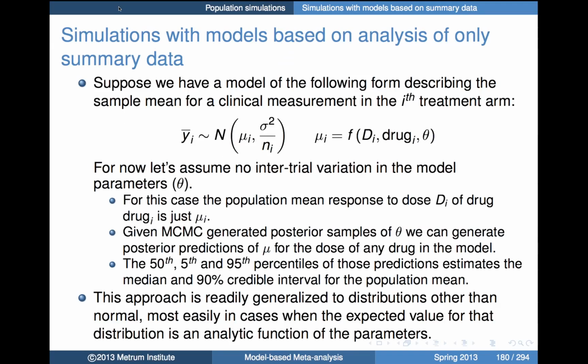first we're going to start out by talking about simulations based on models that were constructed by analyzing only summary or aggregate data, like we've been doing so far, analyzing things like sample means, for example. And so I have some comments on that. One is that models based upon analysis of such summary statistics alone are generally not ideally suited for simulation of individual patient data, largely because the model is not going to be a complete reflection of that individual data.